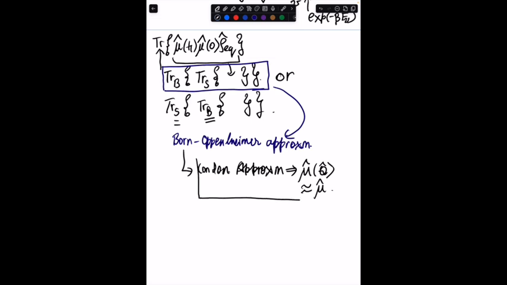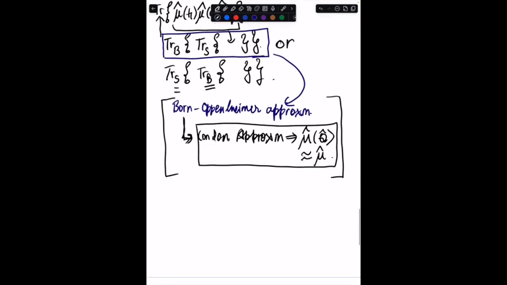And this is known as your Condon approximation, which somewhat stems from your Born-Oppenheimer approximation. So these two approximations are quite important to understand. So let us digress into that a little bit. So what does this Born-Oppenheimer approximation say?